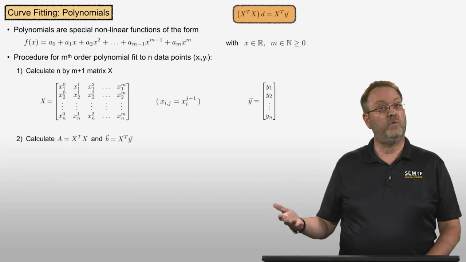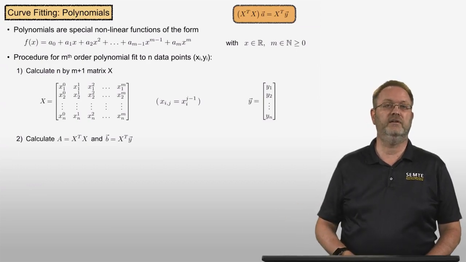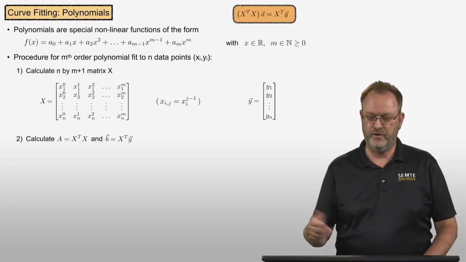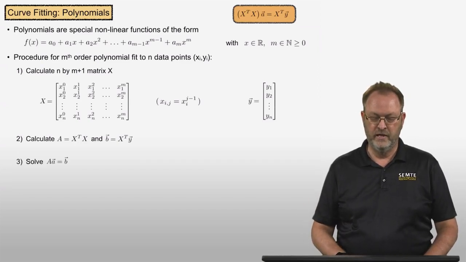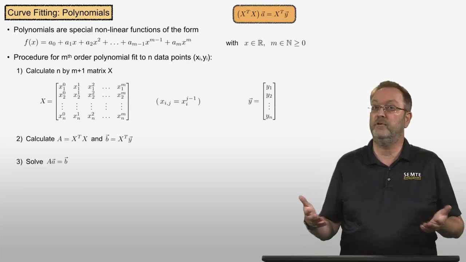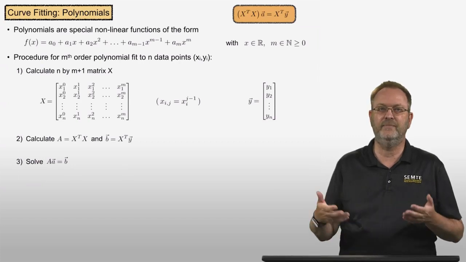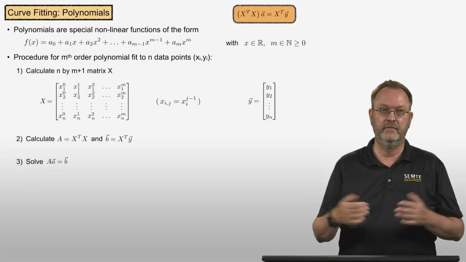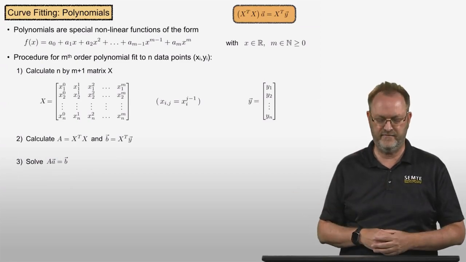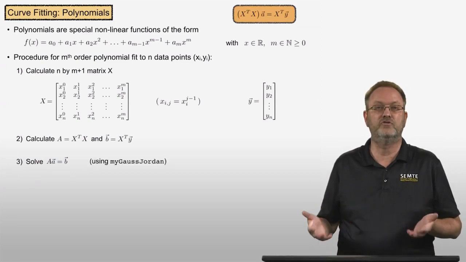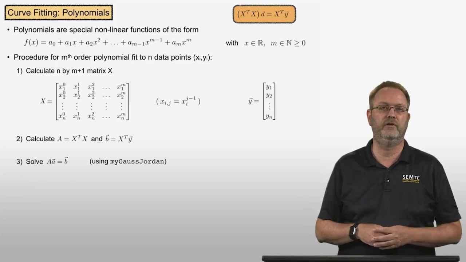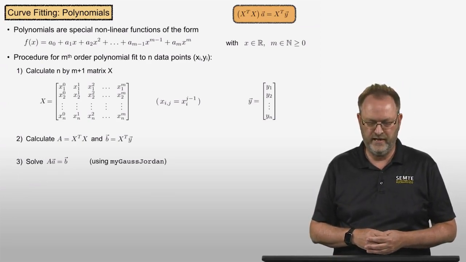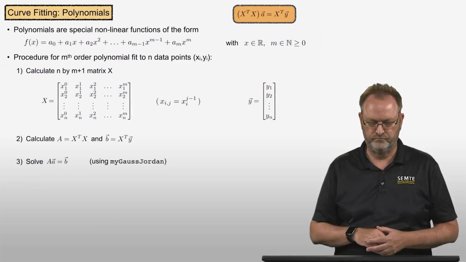So with x and y defined, what we can then do is calculate x transpose times x and x transpose times y, which then results in a system of linear equations: a matrix A times the vector of unknown coefficients a equals the right-hand side vector b, that we then need to solve. And if we do this numerically, we're going to use our Gauss-Jordan algorithm that we developed earlier in the semester.